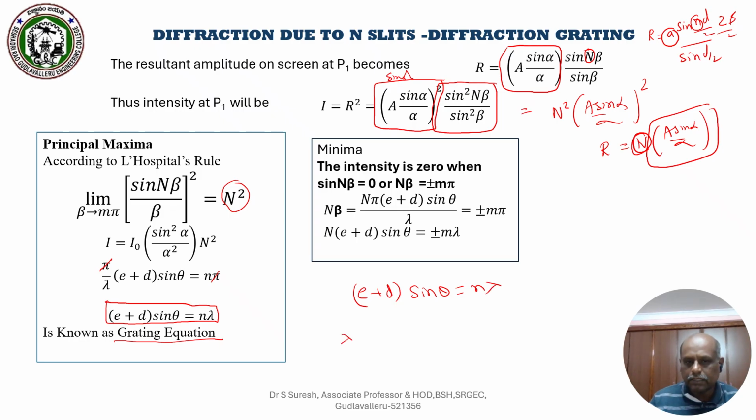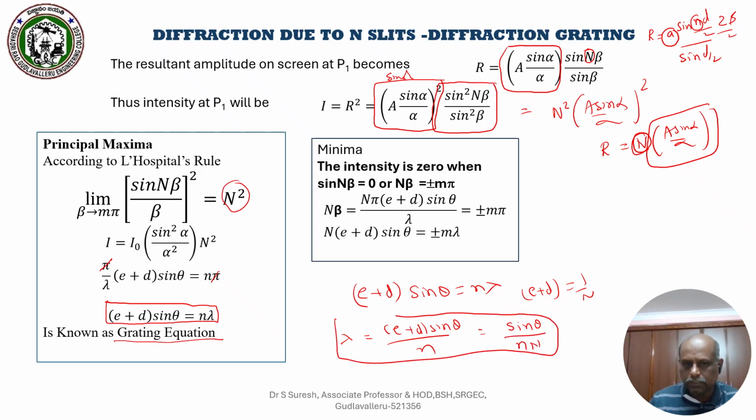In our laboratory for the diffraction grating experiment, the formula we derive from this (e + d) sin θ = nλ is: λ is equal to (e + d) sin θ / n. But you know, e + d is equal to 1/N, so I replace e + d with 1/N. So λ is equal to sin θ / (nN). This is the formula which we use in the diffraction grating experiment, where small n represents the order and capital N represents the number of lines on the grating.